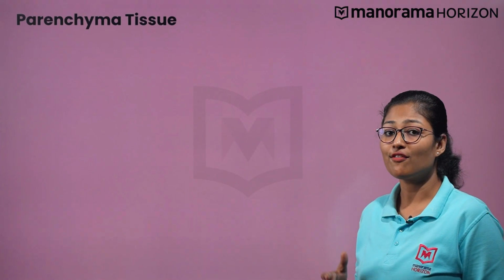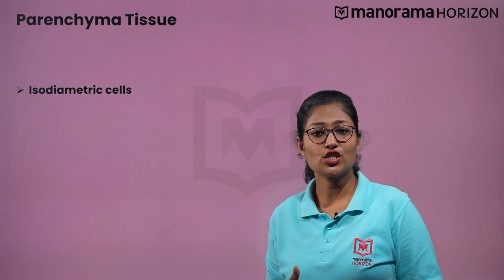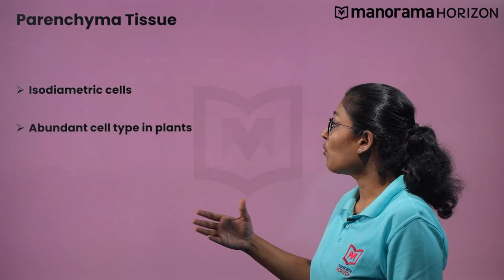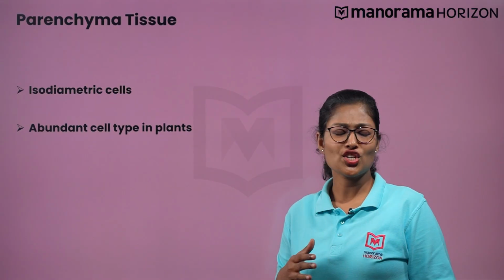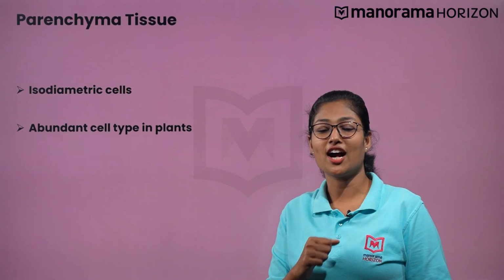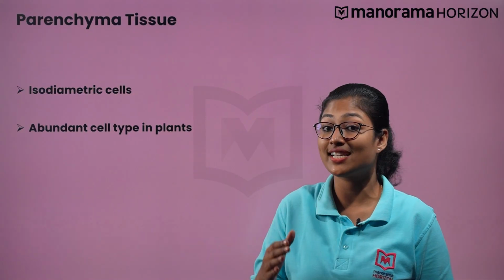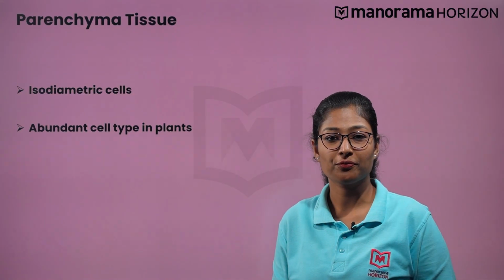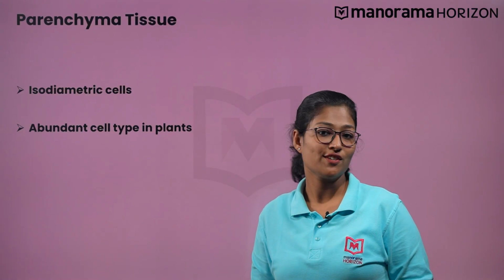Parenchyma cells have different shapes. They are typically isodiametric cells. Another feature is that these cells are more abundant in plants than other cells. Just out of curiosity, let me ask you a question. Which tissue is the most abundant in the human body? Just think. Yes, it is the connective tissue.